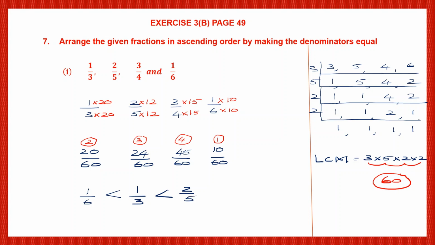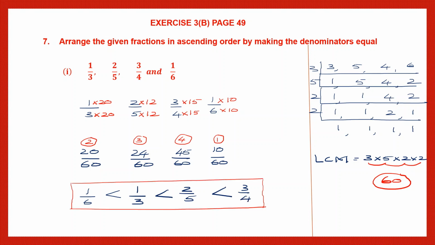And the last one is 45 by 60. 45 by 60 is the third one here, 3 by 4. So here it is 3 by 4. So this is our final answer. 1 by 6 is smaller than 1 by 3, which is smaller than 2 by 5, and that is smaller than 3 by 4.